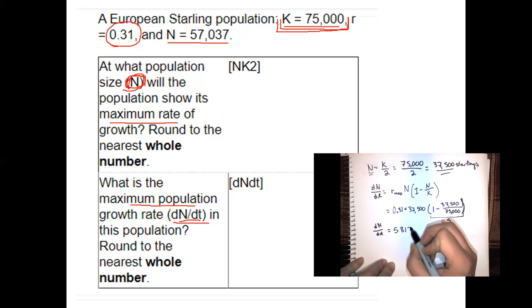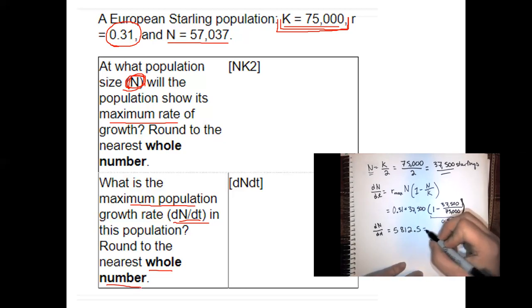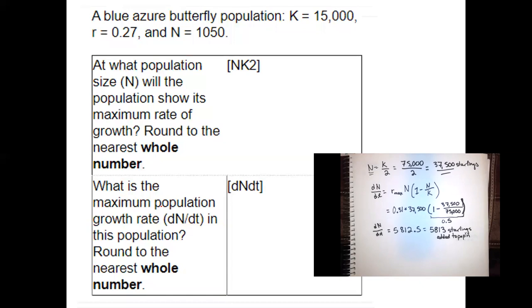of 5,812.5. Now I tell you to round to the nearest whole number, right? Because you can't have a half starling, not a live one anyway. And so the best answer would be 5,813 starlings. So essentially 5,813 starlings are added to the population in a year when the population is growing the fastest. Okay. Let's try a different one.